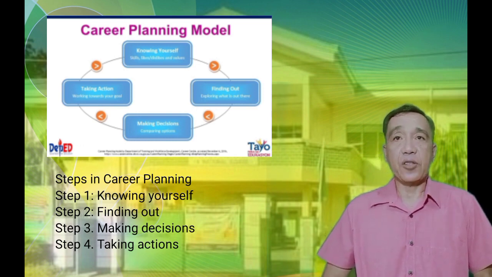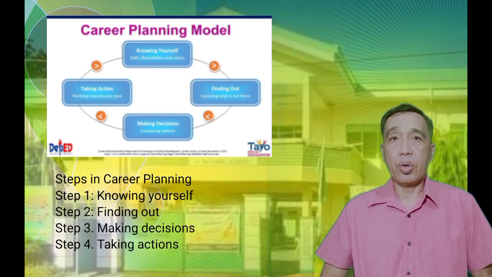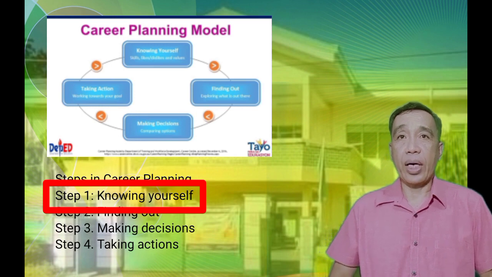Career planning has 4 steps. Number 1, knowing yourself. Number 2, finding out. Number 3, making decisions. And number 4, taking actions. Step number 1, knowing yourself.